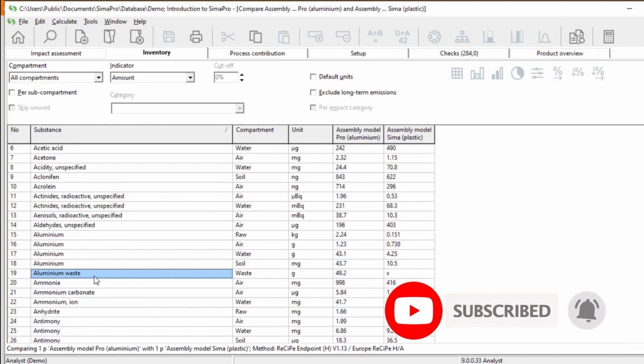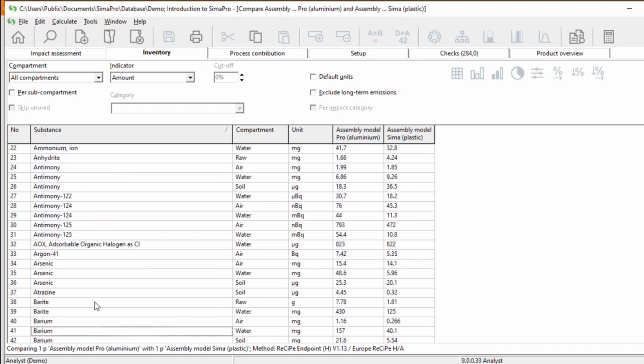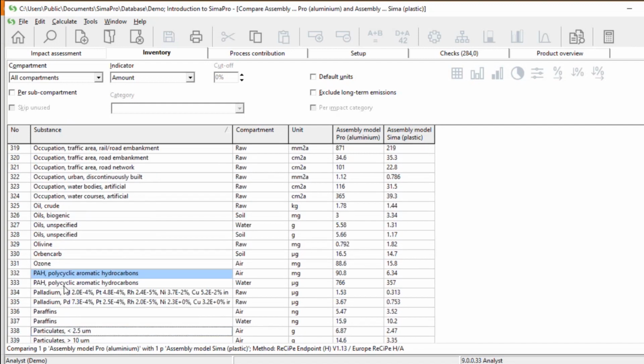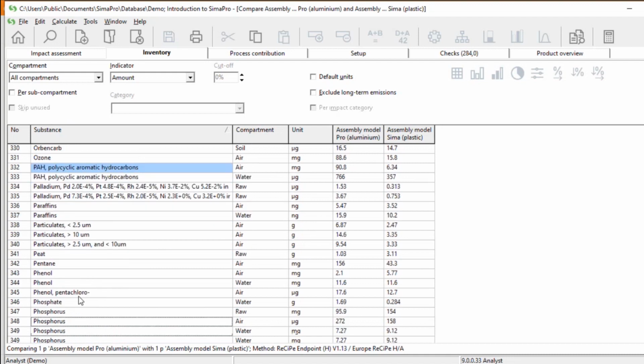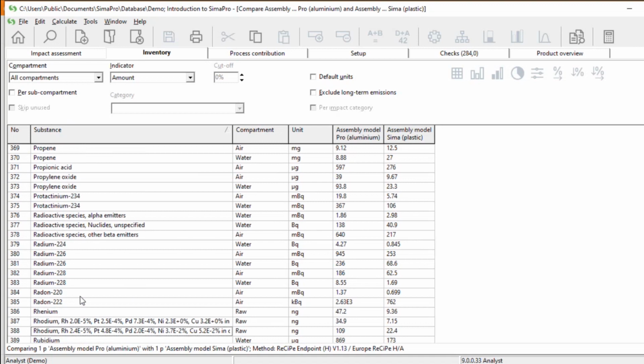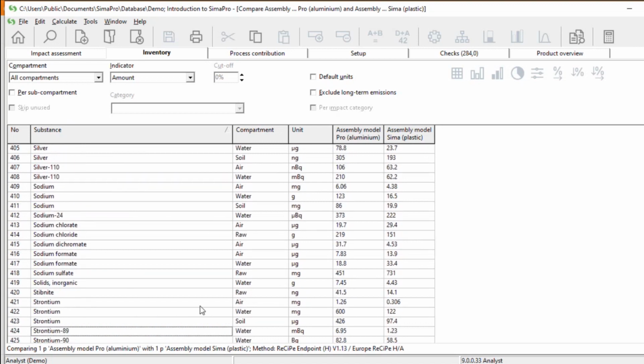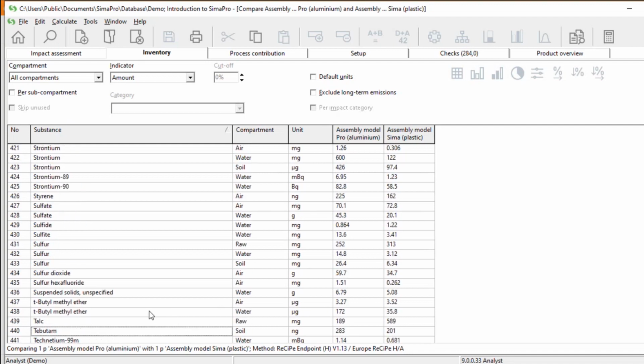In terms of aluminum waste, of course you can understand that the aluminum one has like 49.2 gram of waste. Okay, and the plastic does not have that. It can be vice versa for plastic as well. If you see the plastic, if I go to plastic, polypropylene something, then you can see the aluminum is crossed, like aluminum does not have any impact there.